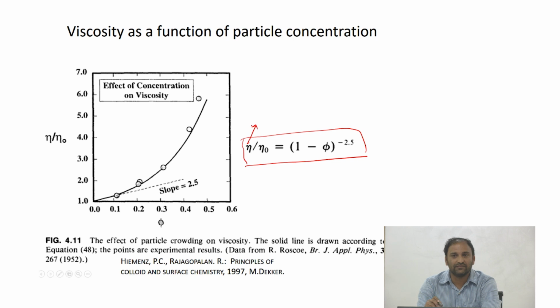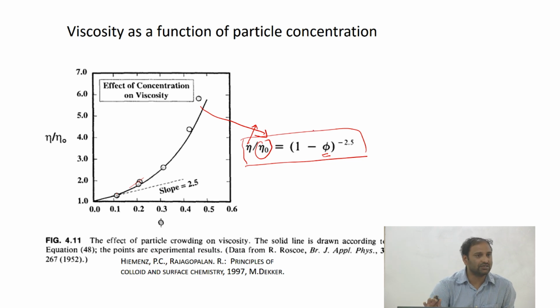Here eta is the viscosity of the particle filled system, or the viscosity of the slurry or the suspension, and eta naught is the viscosity of the pure fluid without any particles, the suspending medium, and phi is the volume fraction. This line is actually the fit to this equation, and the data points that you see here are the experimental data, okay? And this is one of the theories developed by Einstein.